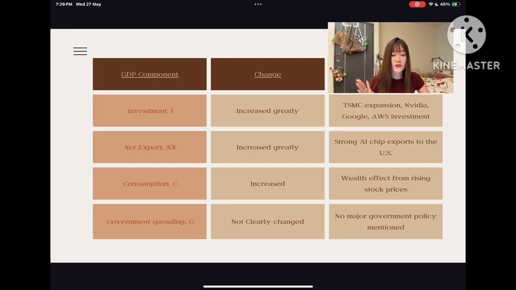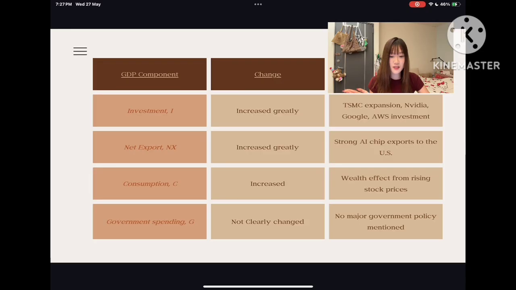Second, net export, or NX, also increased greatly. Net export refers to exports minus imports. In this case, Taiwan's exports increased because global demand for AI-related chips became much stronger. The case mentioned that Taiwan's exports to the United States reached record levels, and AI-related chip exports doubled by mid-2025. Since Taiwan is a major producer of advanced semiconductors, the AI boom increased foreign demand for Taiwan's products. As a result, exports increased and net export also increased.